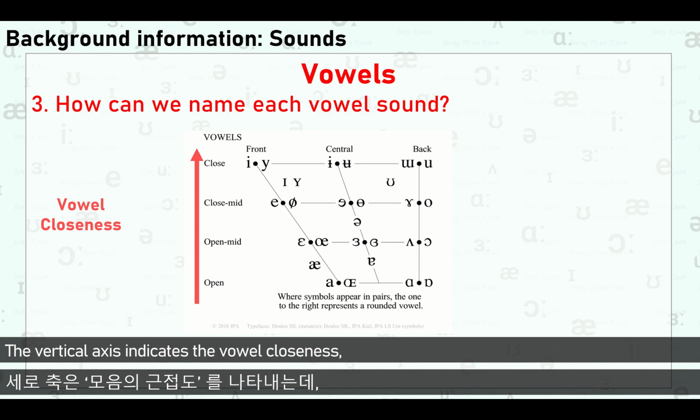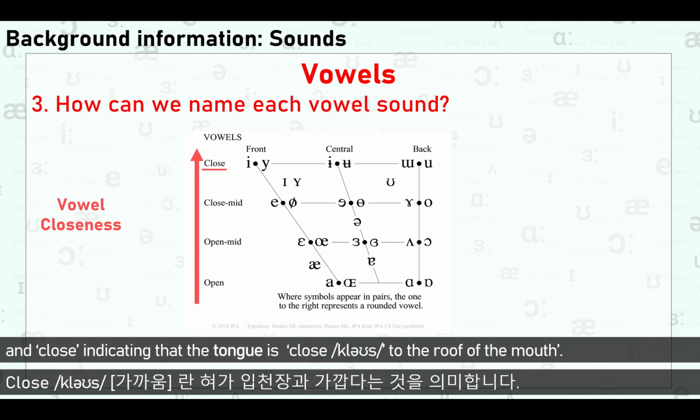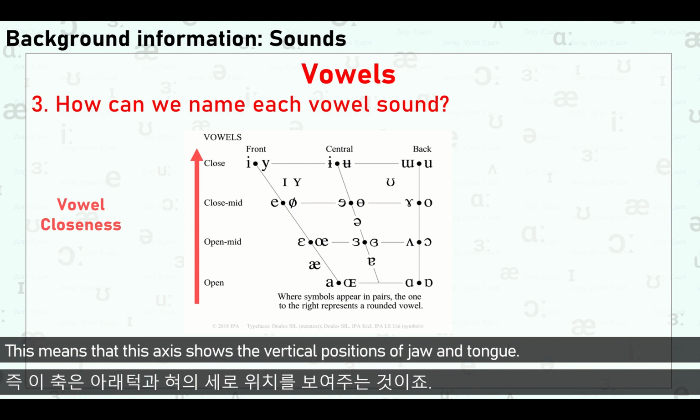The vertical axis indicates the vowel closeness, with open indicating that the jaw is opened, and close indicating that the tongue is close to the roof of the mouth. This means that this axis shows the vertical positions of jaw and tongue.